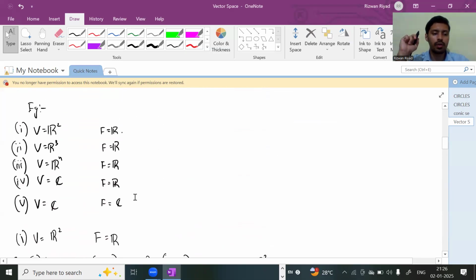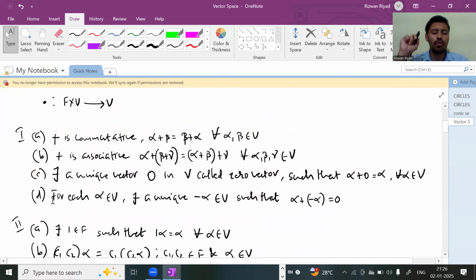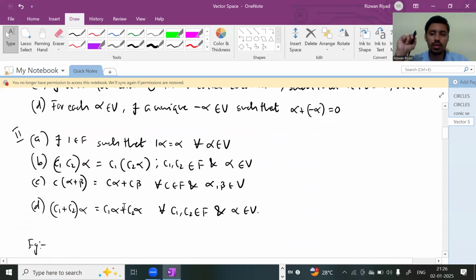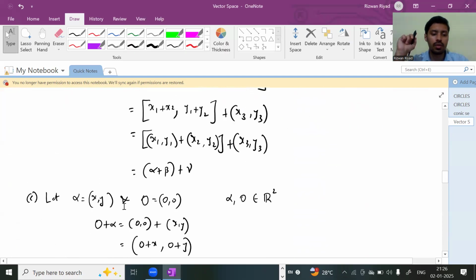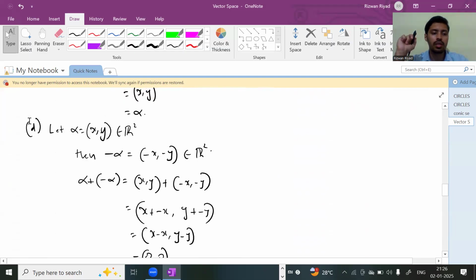Next one, the D part. For each alpha belongs to V, there exists a unique minus alpha belongs to V, such that alpha plus minus alpha equals 0. This will happen in this case also, you can see. Suppose our alpha is (x, y) belongs to R square, an arbitrary element from R cross R. Then define minus alpha as (minus x, minus y). We know that it also belongs to R square.